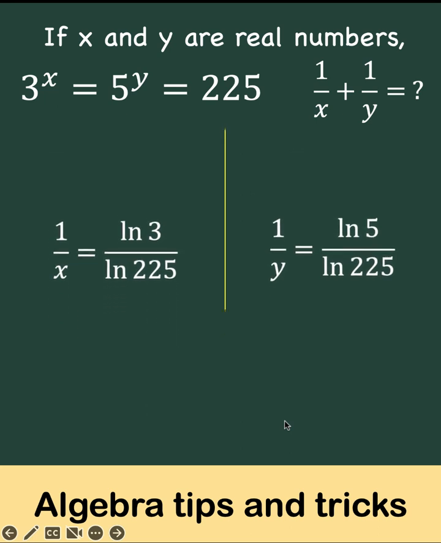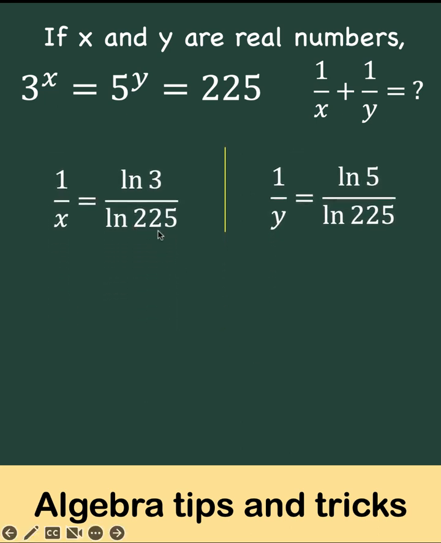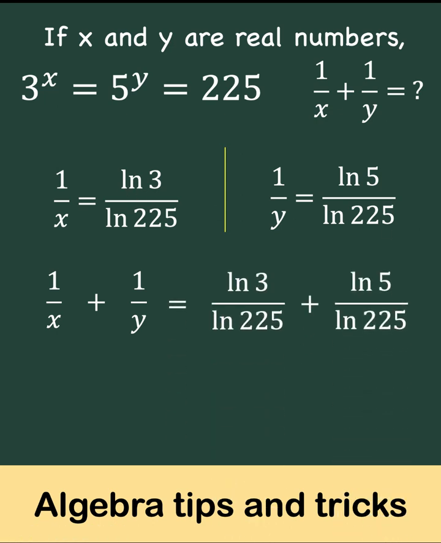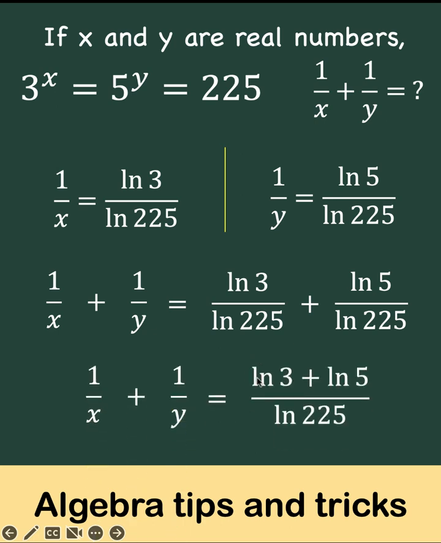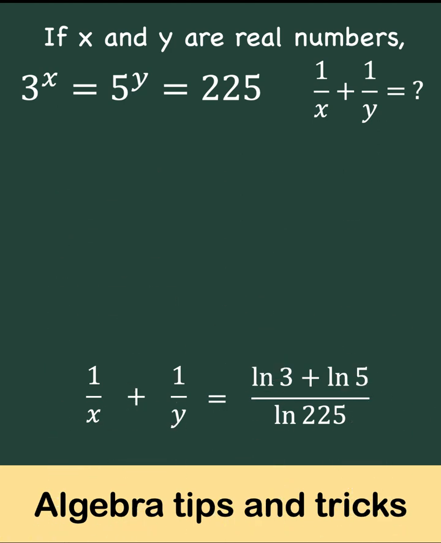Notice now that we have the expression for 1 over x and we have the expression for 1 over y. And we can now add these two equations considering that the denominators of the right sides of the equations are equal. So taking these two equations simultaneously, we can add the left side of this equation and this other left side of the equation to get 1 over x plus 1 over y. And we add also their corresponding right members. We have ln of 3 over ln of 225 plus ln of 5 over ln of 225. Now we have a common denominator of ln of 225, so this becomes ln of 3 plus ln of 5 over ln of 225.